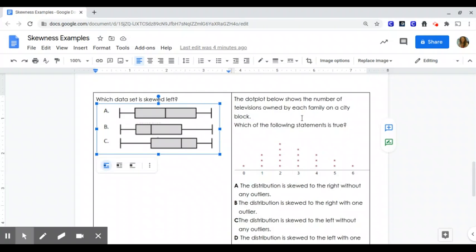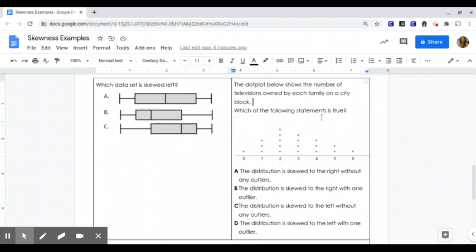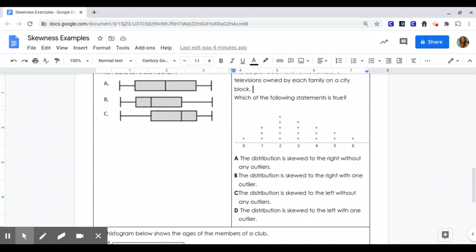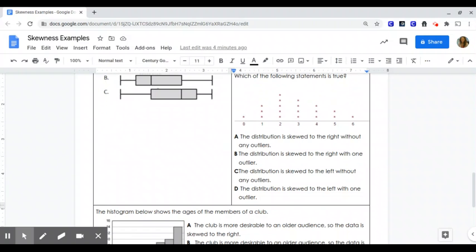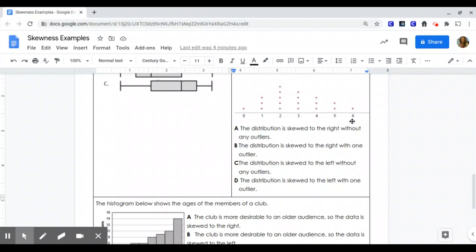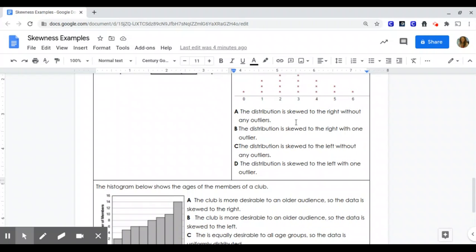All right, the next one, this is a dot plot, and it shows the number of TVs owned by each family on a city block. So which of the following statements is true? This one seems to have most of the data over here around like 1, 2, and 3. And then we have a few points over here, like 5 and 6 TVs. That's pretty outrageous to have 5 and 6 TVs in your house. So that is why it's skewed over here. Not most people have 5 and 6 TVs in their house.